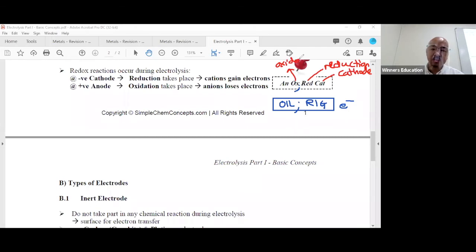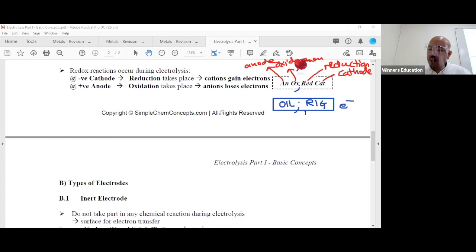Oxidation occurs at the anode. Okay? And from there, I'm going to sum these two up together, combine them. Wait, two colors, green first.